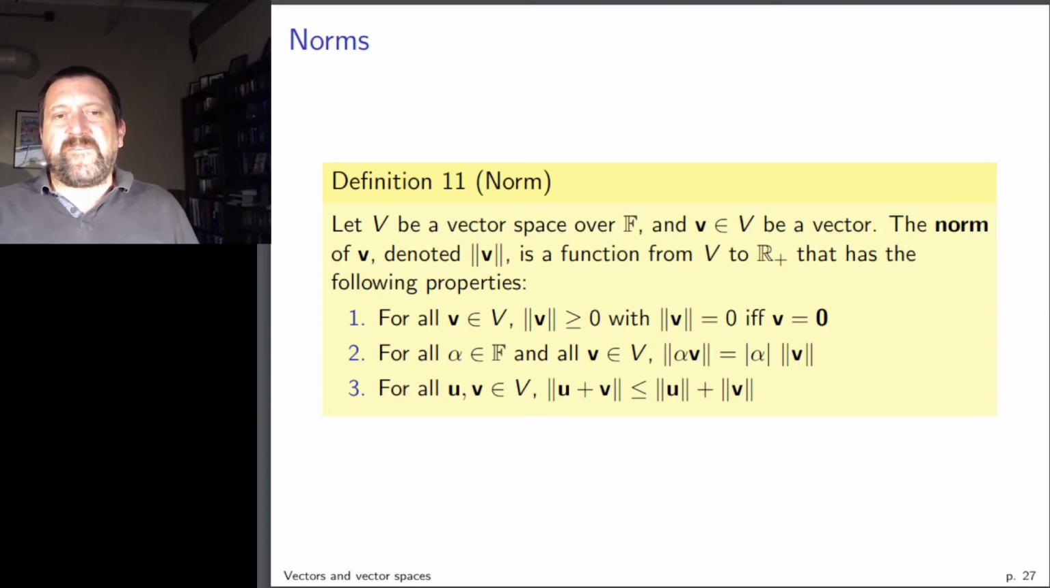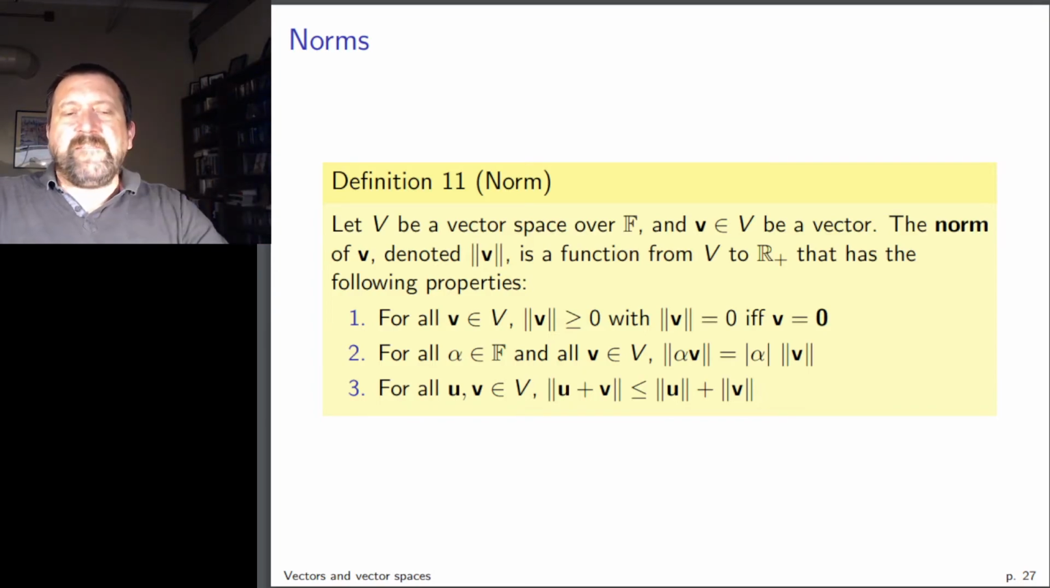Something else that is important with vectors is the notion of norm. And this is something that will come back at some places in our course. Okay, so if I have a vector space over F and I take a vector V in this vector space, then the norm of V, which we denote with these two double bars, is a function from V to the set of non-negative real numbers, and that function has the following properties. It's non-negative. That's the first property here.